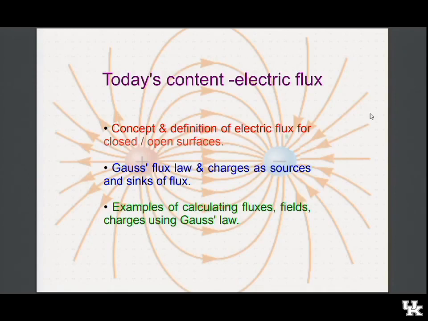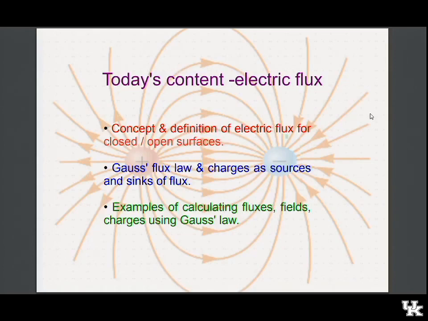Sometimes it's better to think about the electrical field. Sometimes it's better to think about the electrical flux. But they're kind of tools in the toolbox of electricity. So specifically today, I wanted to introduce the concept and quantitatively define electric flux.